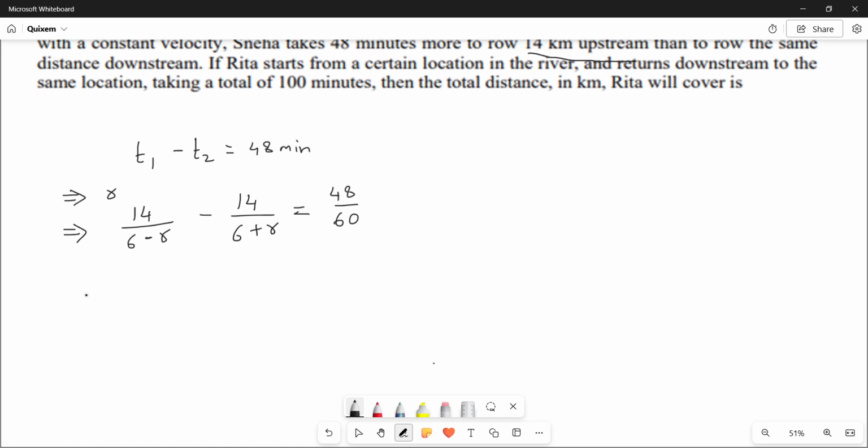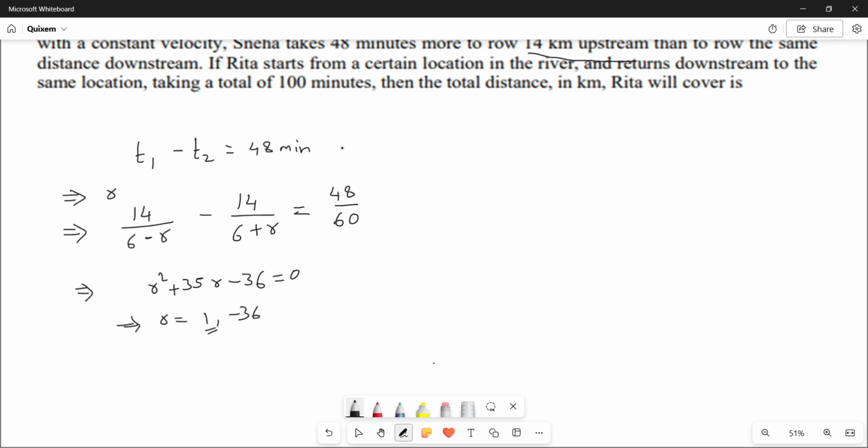Upon simplification, this equation will give us r square plus 35r minus 36 equal to 0. That implies r equal to 1 or minus 36. Since r is the velocity of the river, we cannot take minus 36, so it will be 1.